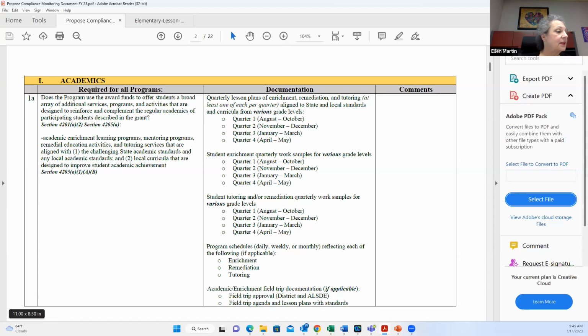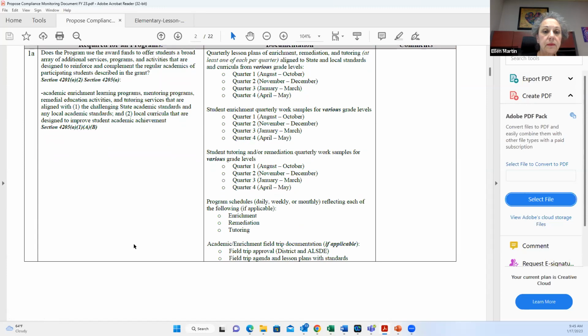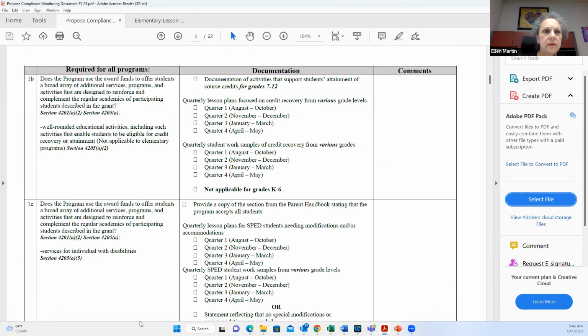Let's flip on to number 1B. These are course credits for grades 7 through 12, so if you've got a middle school or high school, this is applicable to you. Again, your lesson plans on credit recovery for the various grade levels have those same requirements, along with samples of credit recovery. With your samples, it can be a picture. The adage is a picture's worth 1,000 words, so use those pictures.